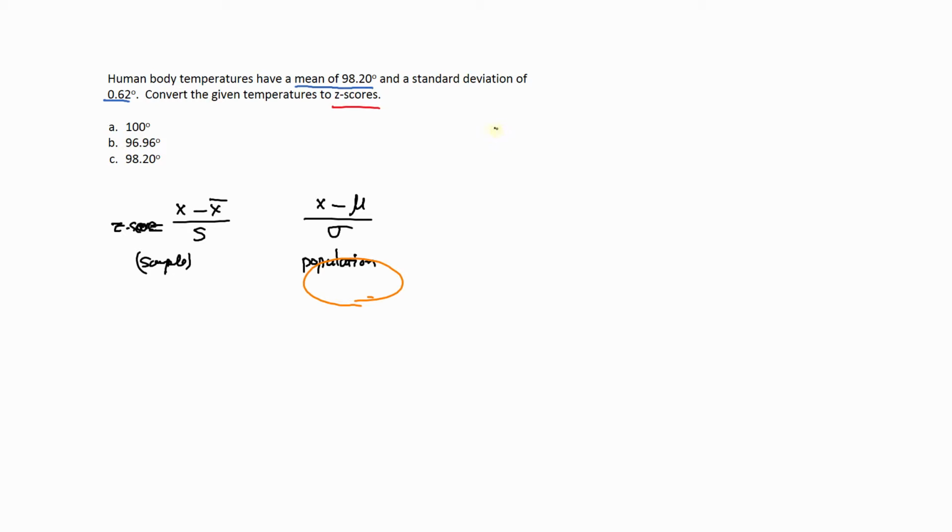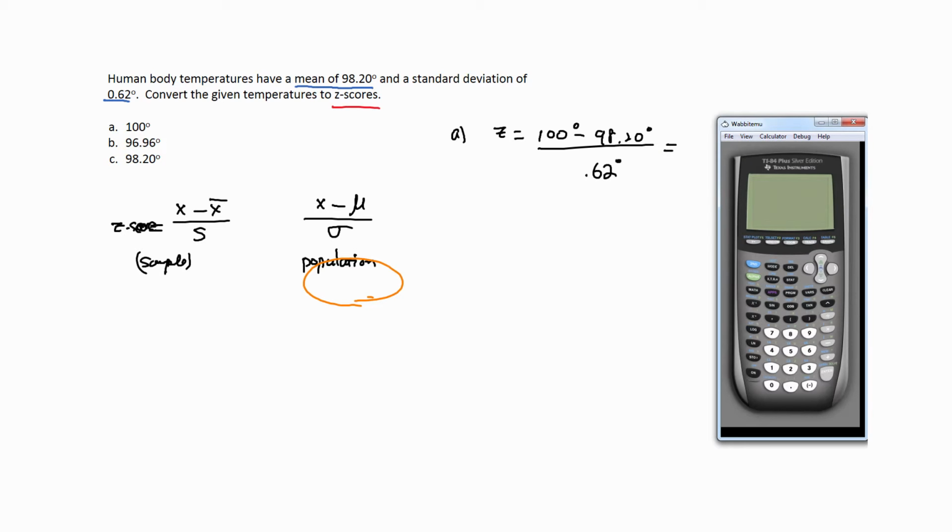So let's start with A, 100 degrees. So that's the data value. 100 minus the mean, 98.20, over 0.62. Let's see where it lies. So 100 minus 98.2 and then divided by 0.62, and I get 2.90.